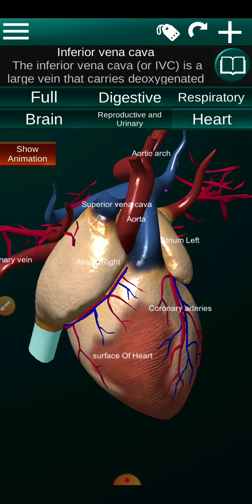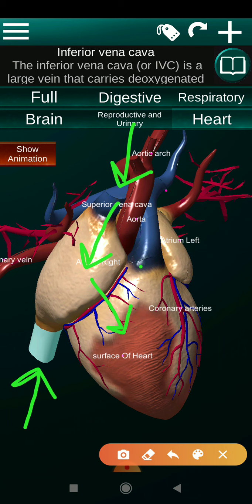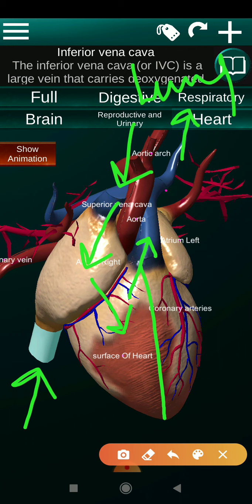Okay, now see the functioning of the heart. The blood enters into the right atrium with the help of these two vena cavas, superior vena cava and inferior vena cava. From the right atrium it moves into the right part of the ventricle, that is the right ventricle. From the right ventricle this blood goes into the pulmonary artery, and from the pulmonary artery it goes towards the lungs for purification.